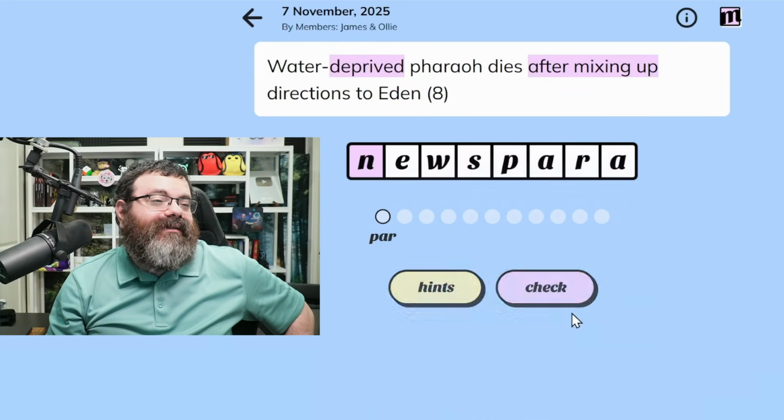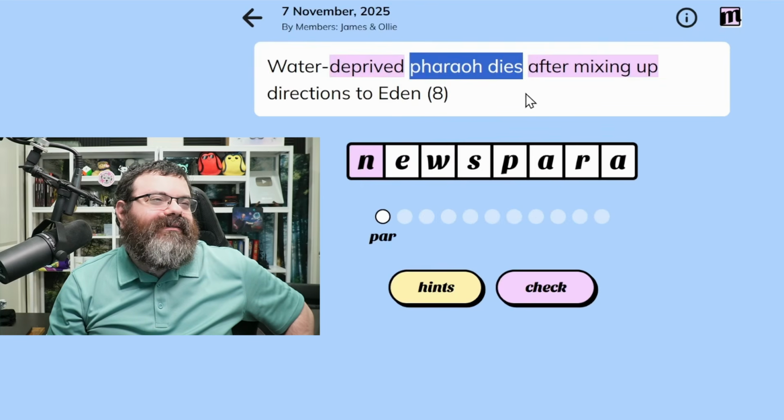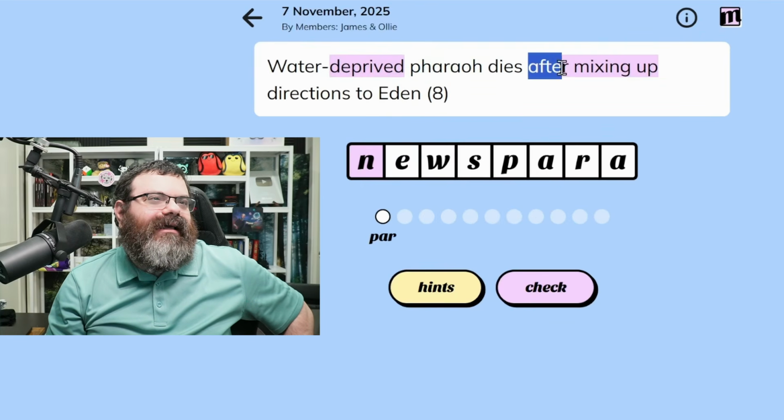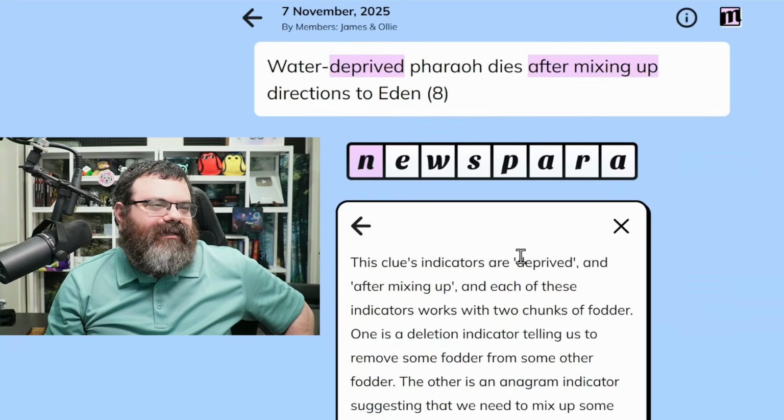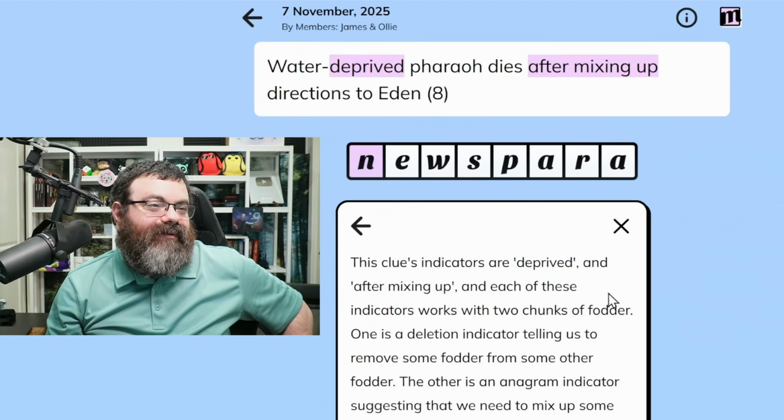I guess I'll take the indicator hint today. Deprived. Oh, do we need to... Wait, hold on. Is Pharaoh dies the whole fodder for water deprived then? And then, oh, after mixing up is one indicator? Let me read this again. Deprived after mixing up. Each of these indicators works with two chunks of fodder. One is a deletion indicator, telling us to remove some fodder from the other fodder. So that gets us that para. The other is an anagram indicator suggesting we need to mix up some letters, but it's unusually specific for an anagram indicator. Which letters from some fodder need to be anagrammed?